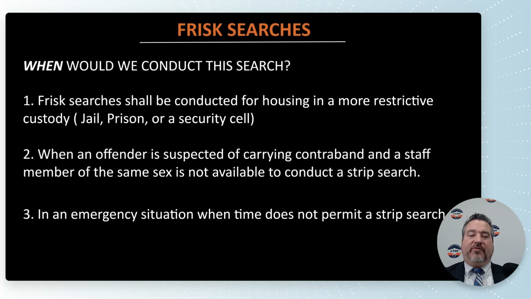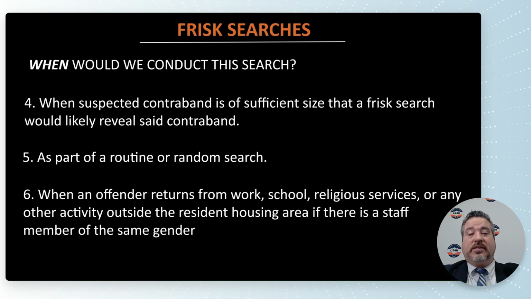Another option is when an offender is suspected of carrying contraband and a staff member of the same sex is not available to conduct that strip search. Third case is an emergency situation when time does not permit for a strip search, right? All sorts of situations, but there's going to be some more. Number 4 on that list is when suspected contraband is of sufficient size that a frisk search would likely reveal said contraband. Like maybe carrying a bazooka or a Uzi or even possibly a watermelon. You're going to find that in a frisk search, I hope.